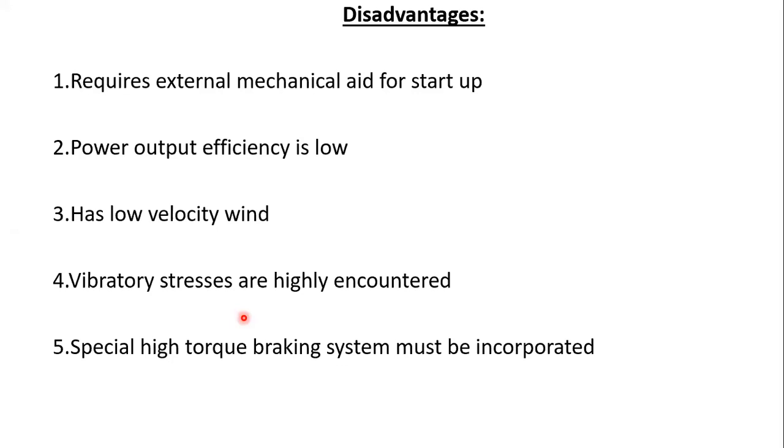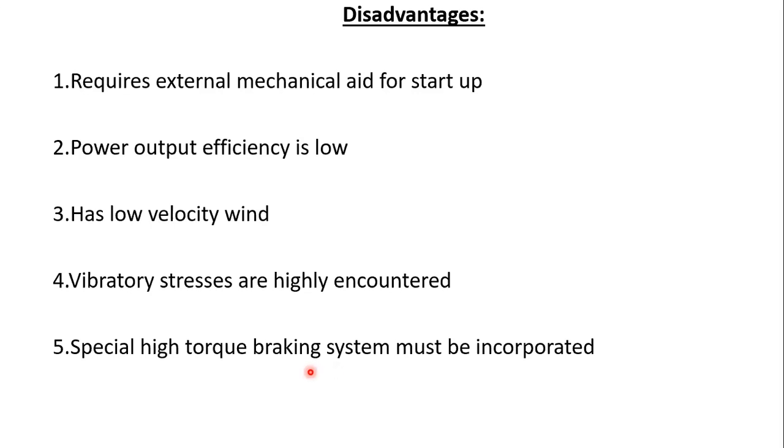Next one, last disadvantage is a special high torque braking system must be incorporated. Finally, since a Darrieus rotor cannot be yawed out of the wind or its blades feathered, it should have a special high torque braking system. Because there is no yawing system in this Darrieus rotor, we have to incorporate this special high torque braking system. These are the disadvantages of the Darrieus rotor.